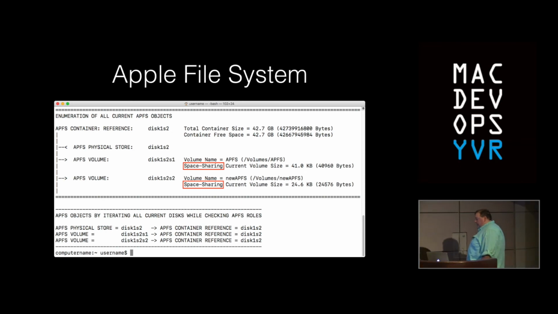Something to be aware of is that volumes hosted in the same container will all display the same size and available free space of their parent APFS container. This behavior is referenced when you list the available APFS volumes, and you look for the drives that are listed as space sharing.